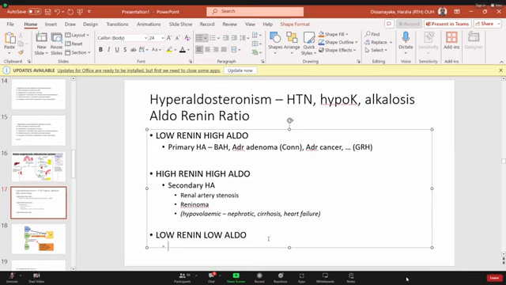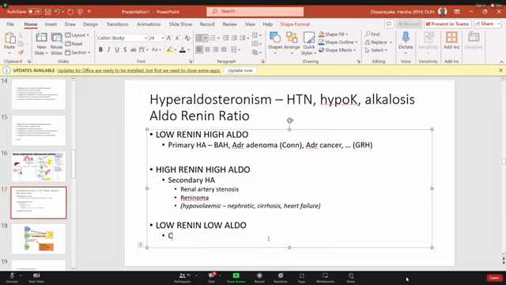That's absolutely correct. So Cushing syndrome is one of the causes of hyperaldosteronism with low renin, low aldo, or hyperaldosteronism with suppressed renin-aldosterone system. Cushing syndrome will cause hyperaldosteronism again. Can cortisol activate the mineralocorticoid receptor? Yes. In fact, cortisol has a greater affinity to the mineralocorticoid receptor than aldosterone. I will come to that again in the next slide. Okay, Cushing.